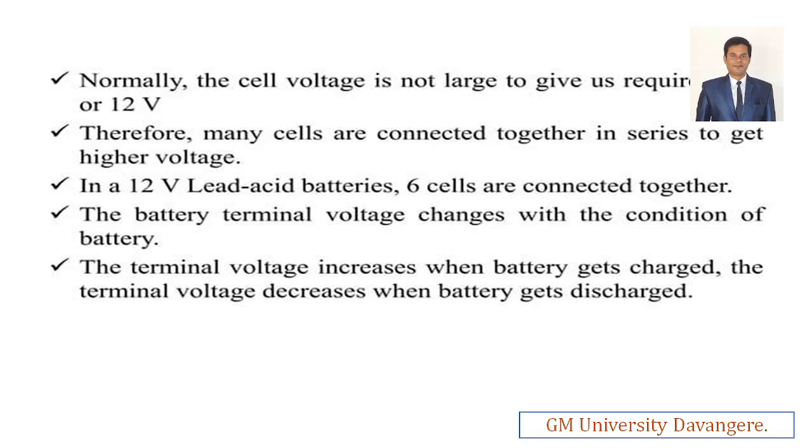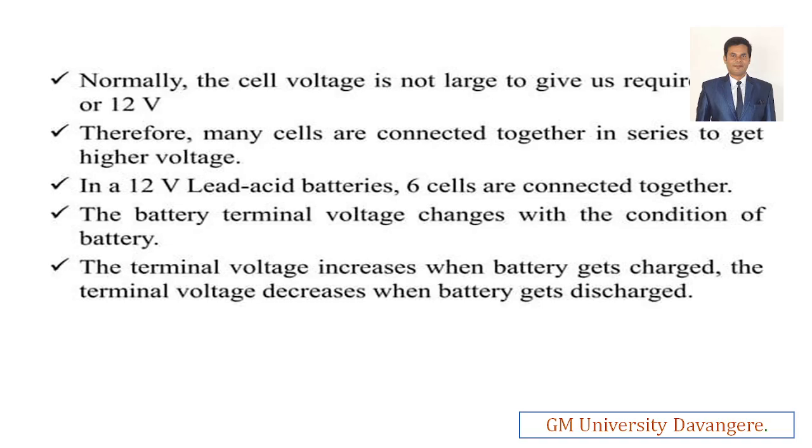So that is the reason the cell voltage is around 6 volts to 12 volts, and we make arrangements in series and parallel combinations to get the higher voltage and lower current, or higher current and lower voltage. That is why we make the connections for the batteries, right?